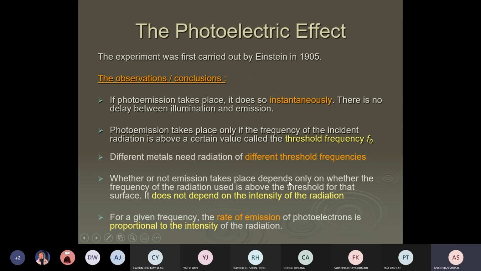The emission of electrons is independent of intensity but dependent on frequency. Wave theory predicted the other way around: the release of electrons is dependent on intensity. And you can add another one. Different metals need different threshold frequencies. Actually, according to wave theory, all metals can release electrons, and there should not be any threshold frequency.